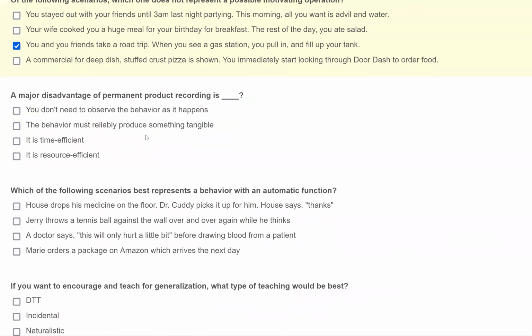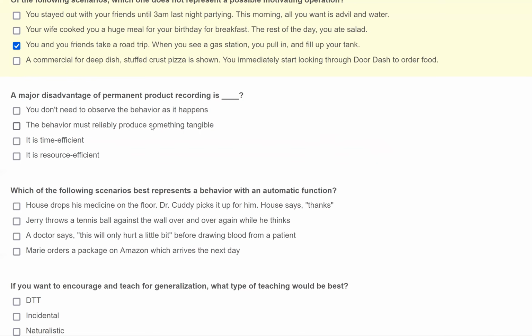A major disadvantage of permanent product recording is what? Permanent product recording, think about it, define it. We are looking at the outcome, the product, or the tangible creation of a behavior. What do we know about permanent product recording? We don't actually need to see the behavior occur. It can save us time, it can save us energy, but we need the behavior to consistently produce something in order to measure it. So if we're looking for a major disadvantage of permanent product recording, what would that be?